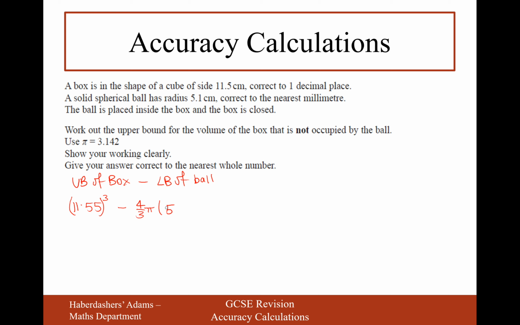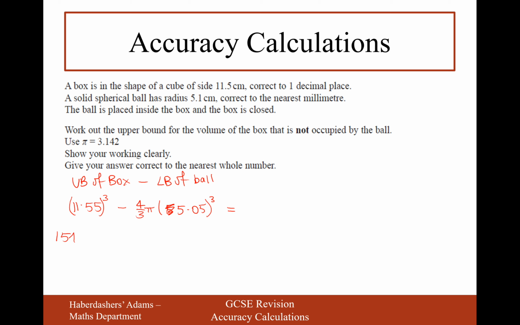Now the sphere has a radius 5.1, so if we're trying to make this as small as possible, it's 5.05 cubed. So we've got the volume of the box, take away the volume of the sphere. Let's just do each part in turn, because then we're showing all of our working.